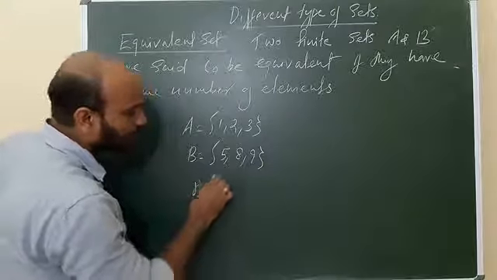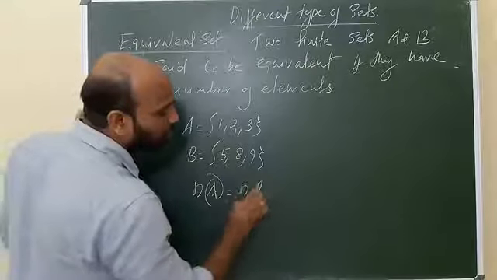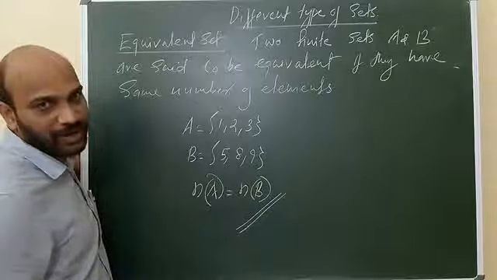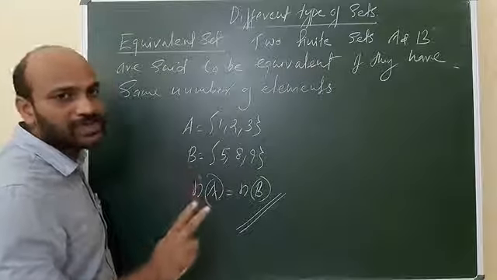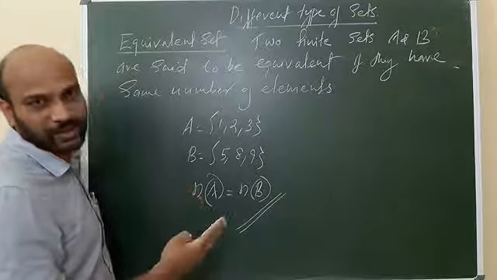The number of elements in A should be equal to the number of elements in B. Then we can say that two sets are equivalent. All equal sets are equivalent, but all equivalent sets are not equal.